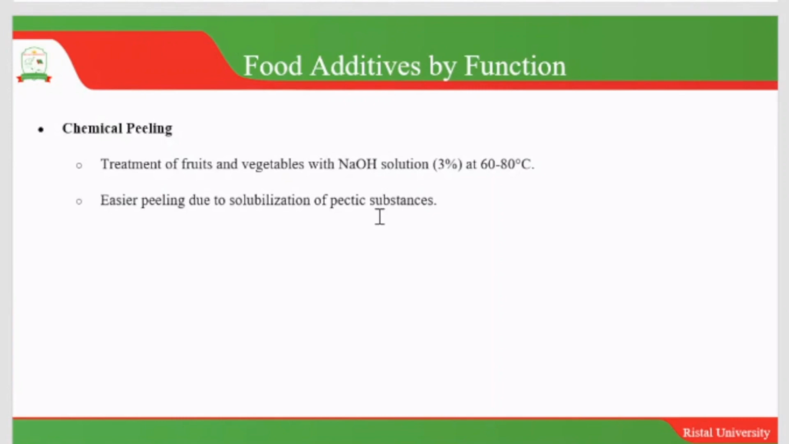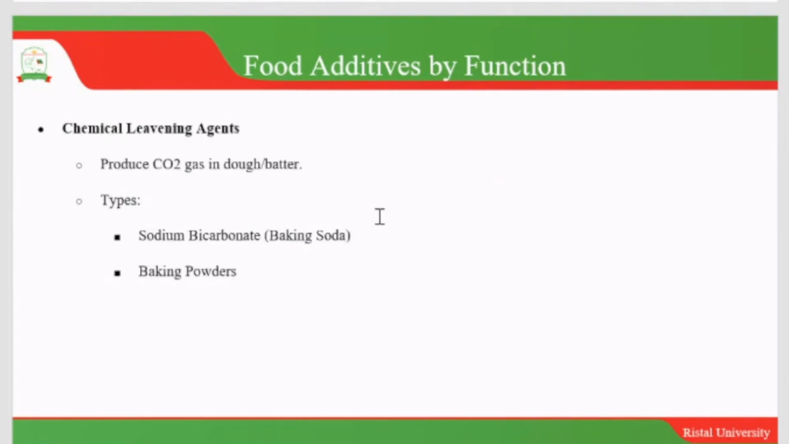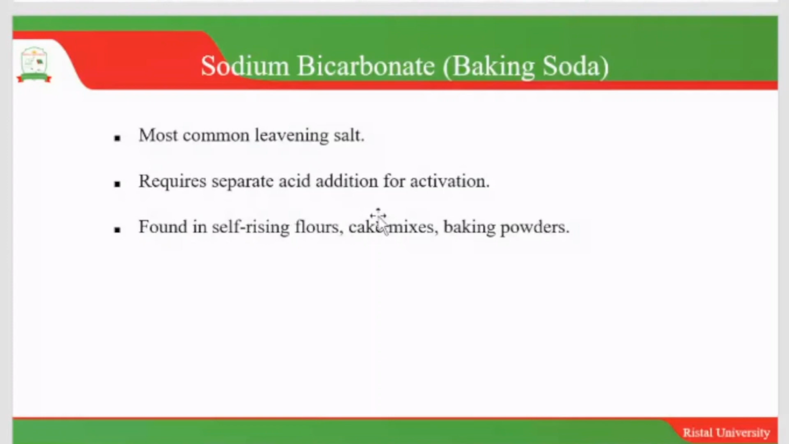The leavening agents. So basically, the sodium bicarbonate we have been looking at as one of the leavening agents that are present as an additive. We are saying that this is the most common leavening salt, and it requires separate acid addition for its activation. Though in most cases we do not add a lot because right now it uses acids that are already present, but also it's found in self-rising flours such as the cake mixes, the baking powders, etc.